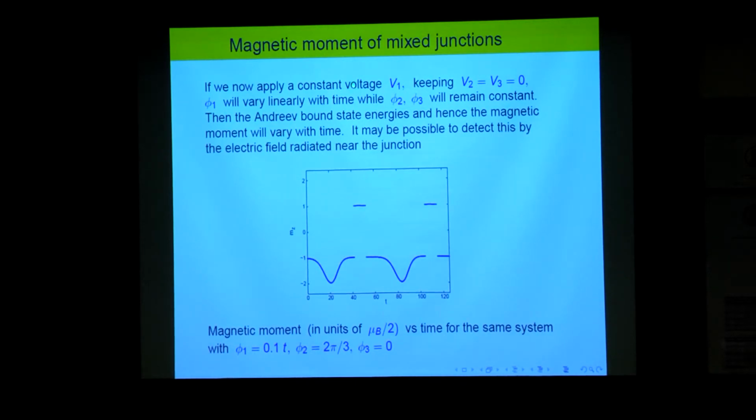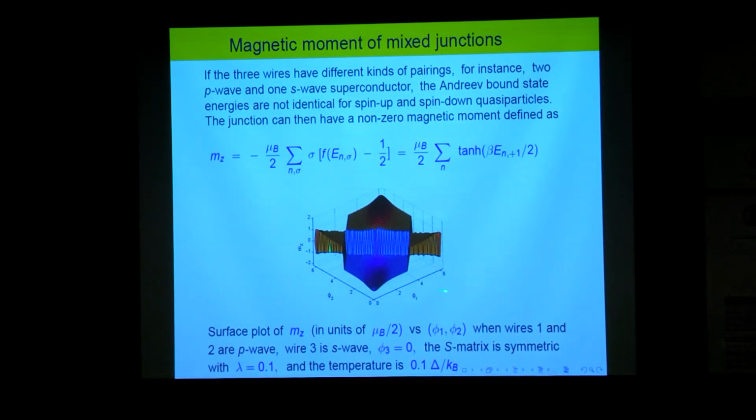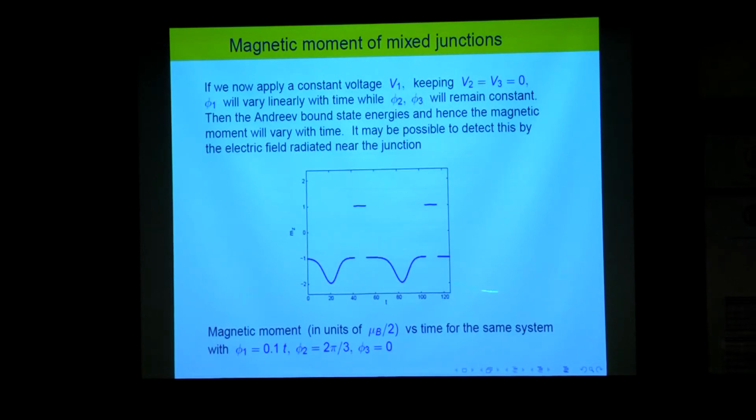Now what you can do is apply a constant voltage V1 as in the AC Josephson effect, and now phi 1 will vary linearly with time while phi 2 and phi 3 will remain constant. That's like holding phi 2 fixed but varying phi 1 linearly in time, so it's like taking a cross section of this plot. And this is what it will look like. The magnetic moment will just oscillate periodically in time, and apparently it's possible to detect this by the electric field radiated near the junction by this oscillating magnetic moment. There's a paper which we have cited where they've done this kind of measurement experimentally in some system.